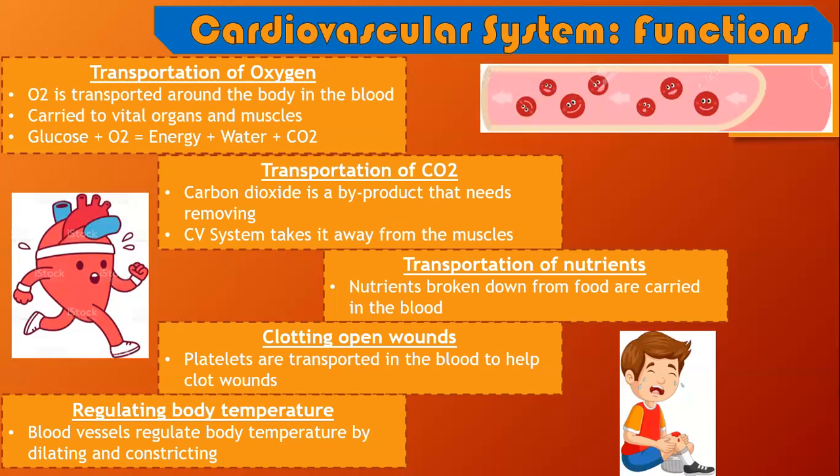Platelets are carried around in the blood, and these are used to clot wounds by gathering at the site of a wound and forming a plug to stop the bleeding. If we were to sustain an injury during sport that resulted in a graze or a cut, platelets would allow us to continue playing sport by stopping the bleeding.